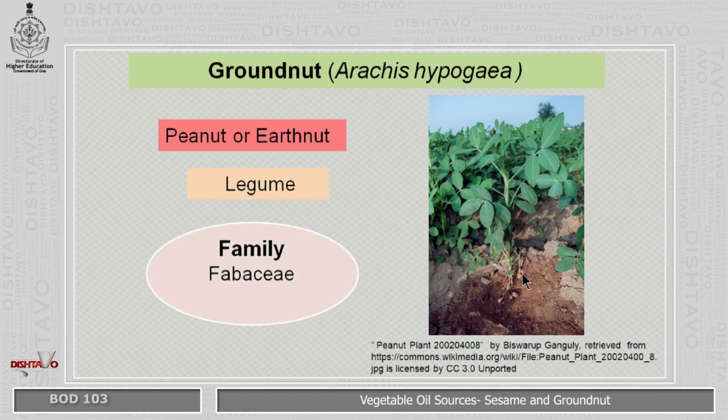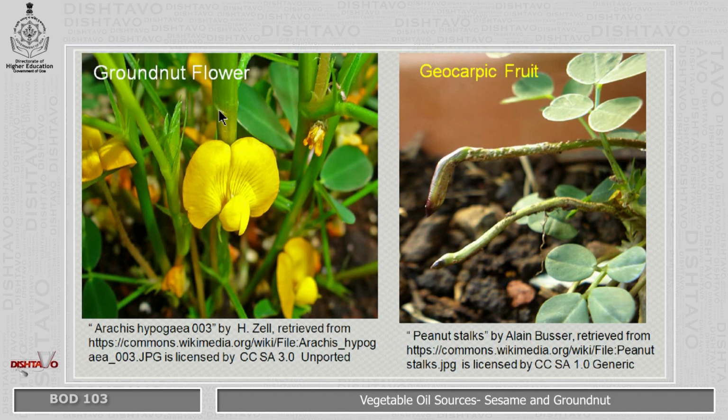The pods are borne inside the soil. Now this is the groundnut flower and this is the groundnut fruit. It is a geocarpic fruit, that is, the ovary grows towards the soil. When the fruit reaches the soil or is embedded in soil, it stops growing downwards and grows horizontally. So this is one of the main characteristics of groundnut. It has a geocarpic fruit, that is, the ovaries grow towards the soil.